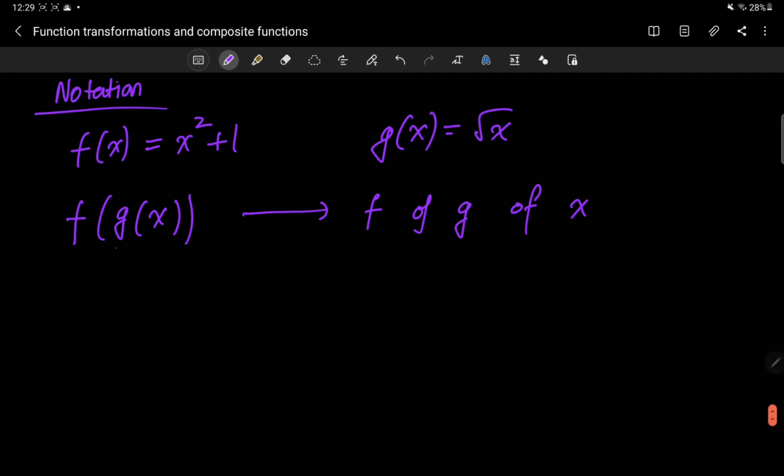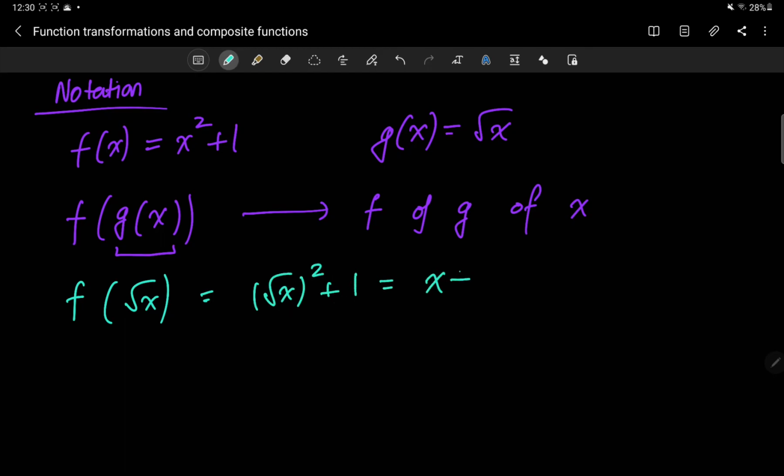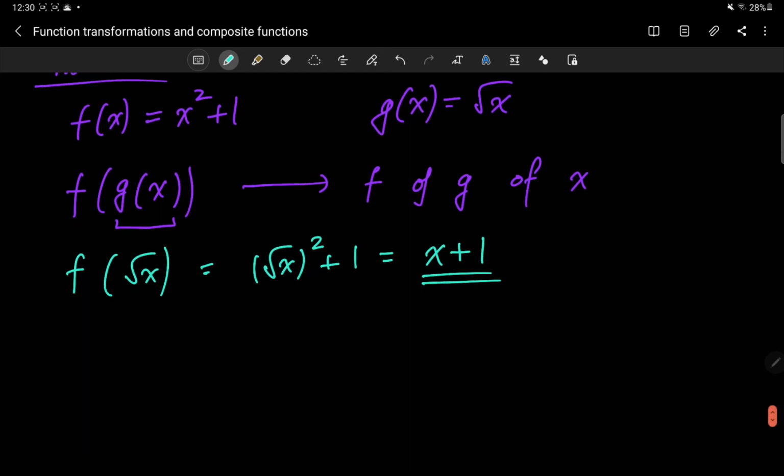Right, so this would mean you take g of x and you replace it. So g of x is root x, so this becomes f of root x. But f, as a rule, is defined as x squared plus 1, so this would be root x squared plus 1, giving you x plus 1.